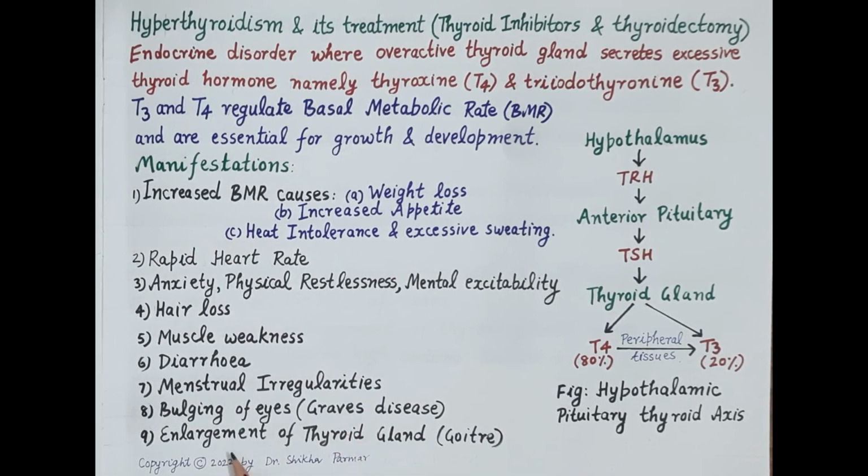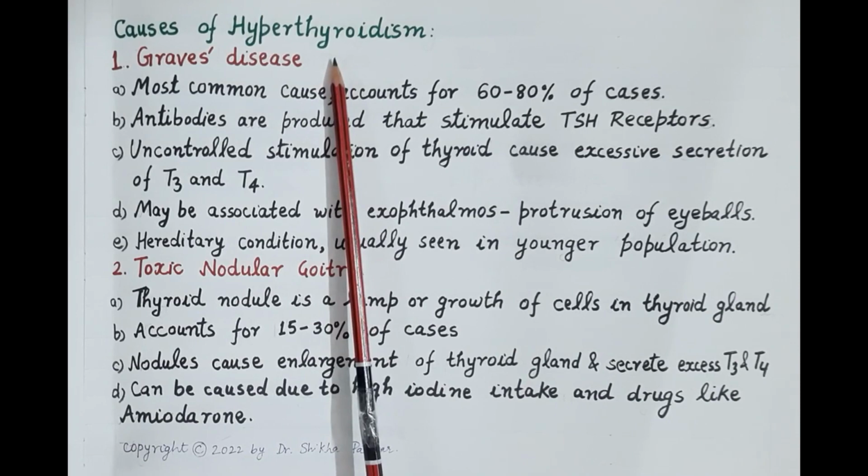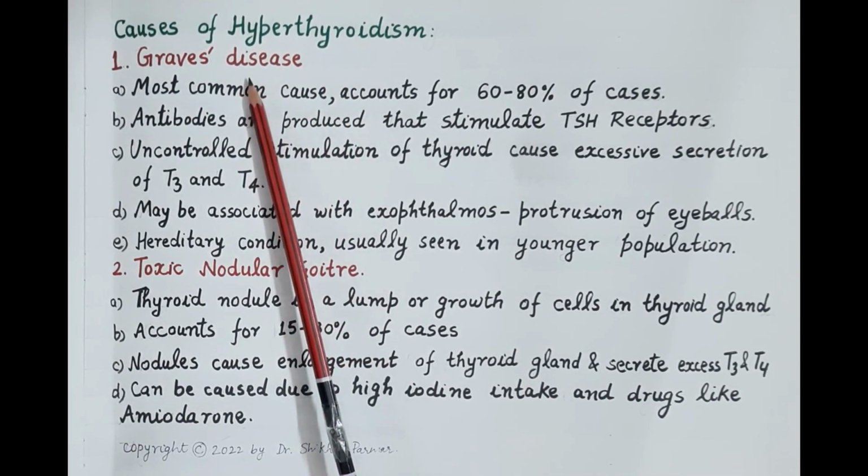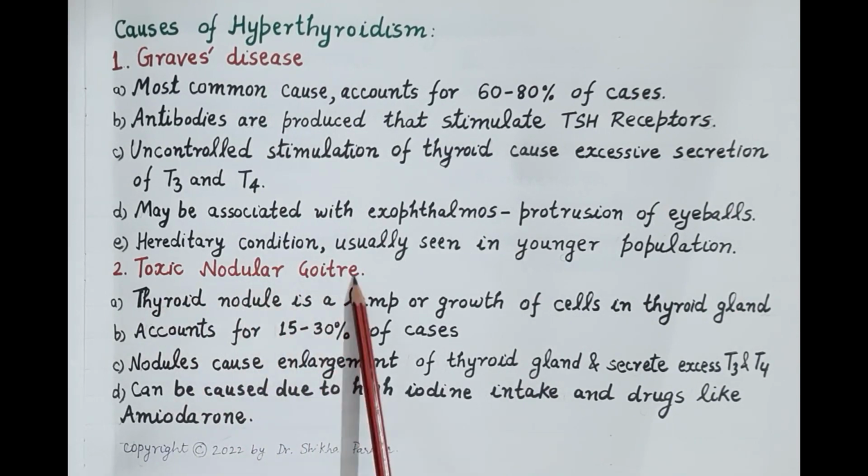And hyperthyroidism is also often associated with the enlargement of thyroid gland. This enlargement of thyroid gland is termed as goiter. So, these are the common manifestations or signs of hyperthyroidism. Now let's talk about the causes of hyperthyroidism. Main causes of hyperthyroidism are Graves' disease and toxic nodular goiter.